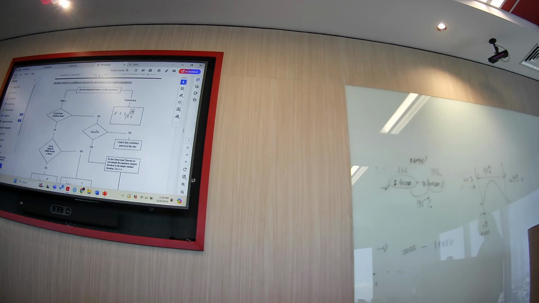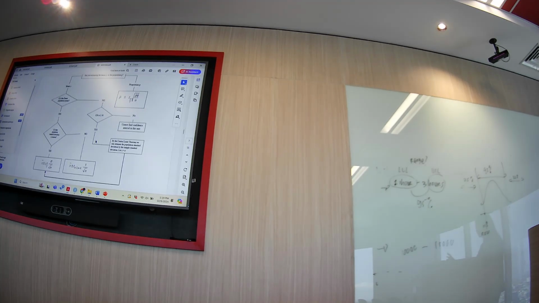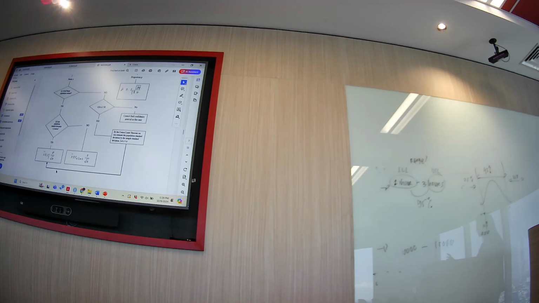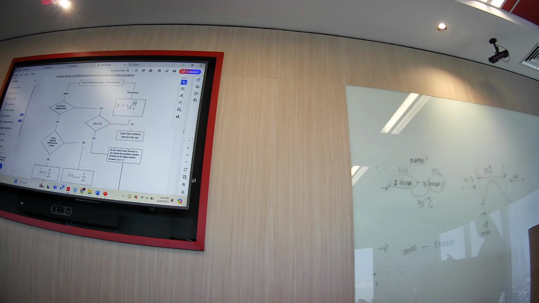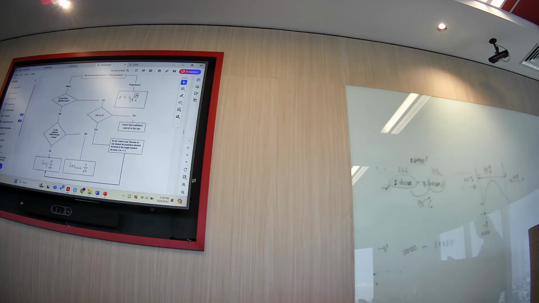And then you have to check the sample size. Is the sample size big or not? If it is bigger than 30, you go here and you have to use the z-score. If the sample size is smaller than 30, you cannot find the confidence interval in this unit. So that's the other problem. So this is based on the decision tree.